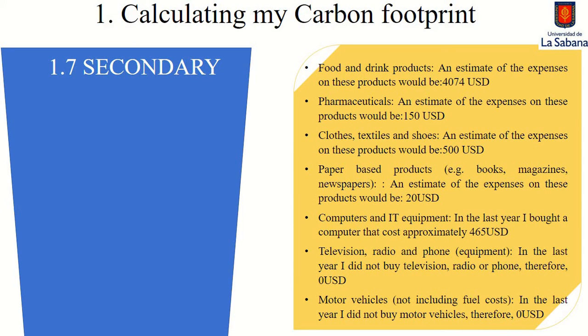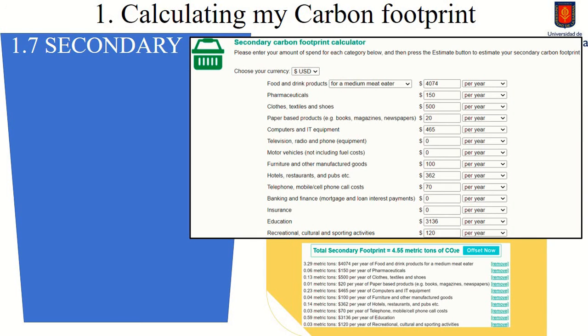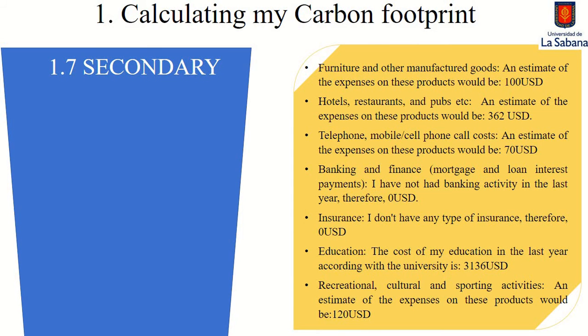In the secondary section, in this step, the values of each category will be placed. Values will be an approximation, but some are the exact price. For example, we can see that education is the highest value, and this is an exact price, and also computers and IT equipment, but the rest is an approximation. So in this we have the secondary and the other items.